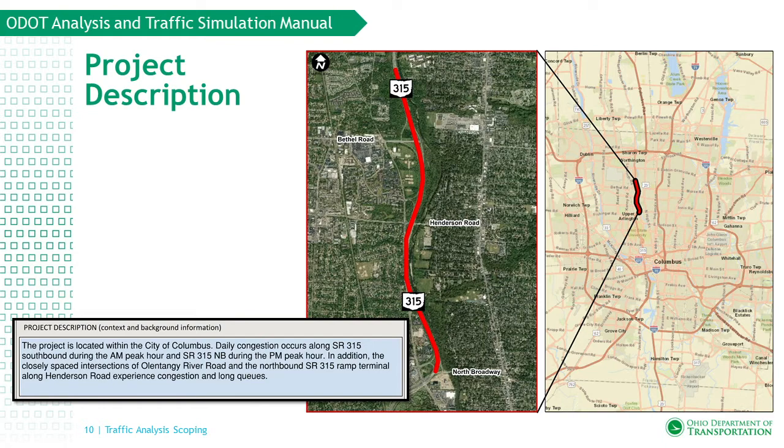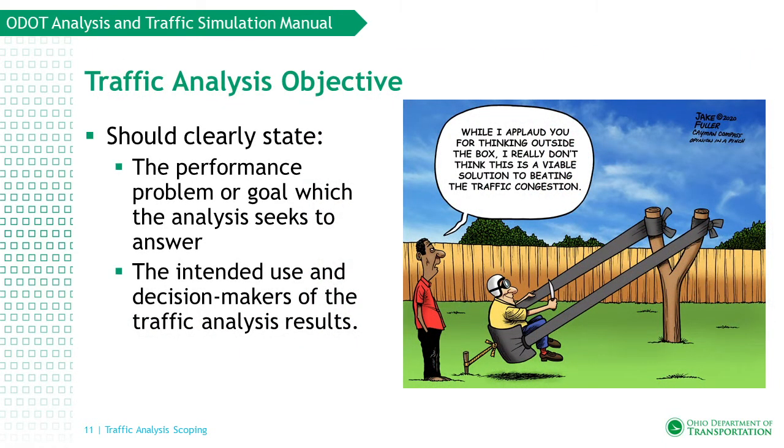In addition, the closely spaced intersections of Olentangy River Road and the northbound State Route 315 ramp terminal along Henderson Road experience congestion and long queues." The traffic analysis objectives should clearly identify the performance problem or goal which the analysis seeks to answer, and the intended use and decision makers of the traffic analysis results. This objective will help shape how the project is scoped.